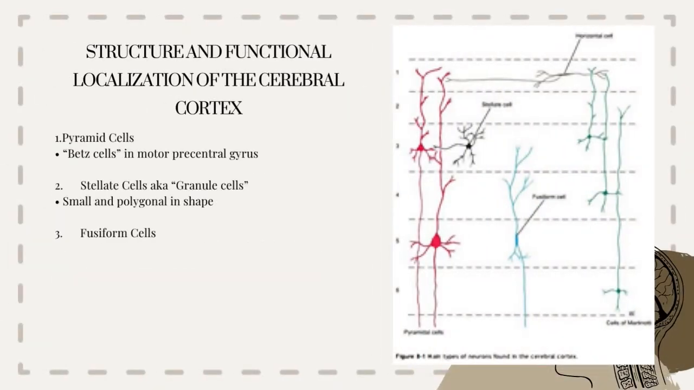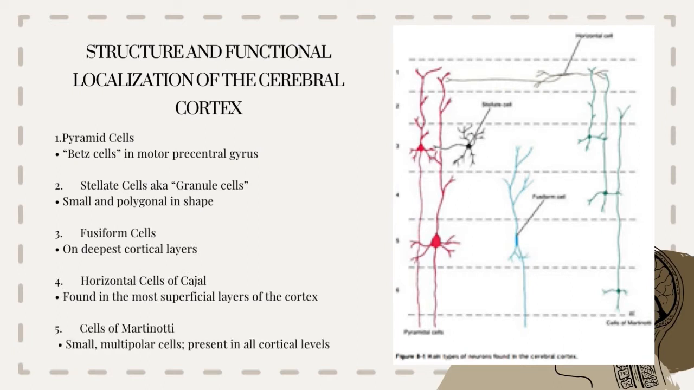Next will be the structure and functional localization of the cerebral cortex. You have different types of nerve cells present in the cerebral cortex. First is your pyramid cells. We have a term there, your Betz cells. This refers to the giant pyramid cells. It is called your pyramid cells since it has pyramid-shaped cell bodies. These Betz cells can be seen in the motor precentral gyrus in the frontal lobe. It contains numerous dendritic spines with axons ending in the deeper cortical layers as a projection, association, or commissural fiber.